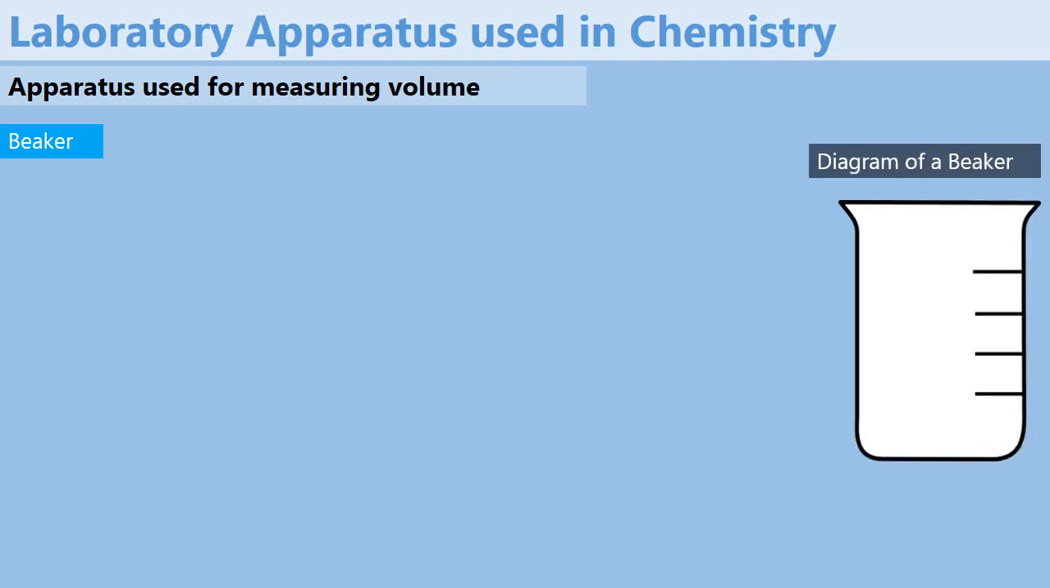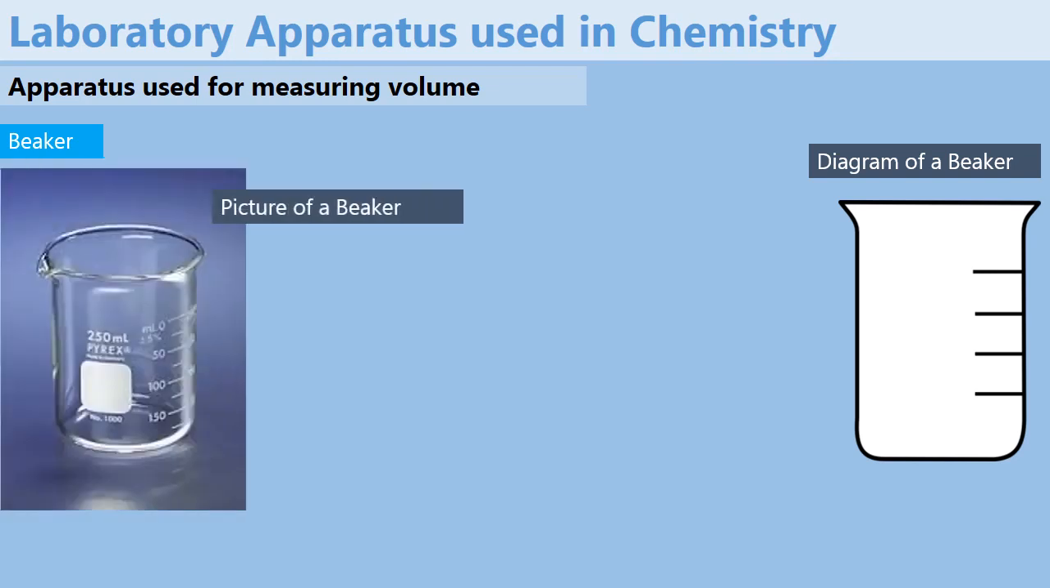Here we have a nice diagram of a beaker, and on the left hand side we have a very nice picture of a beaker. The picture of a beaker shows a 250 milliliter beaker, and you can see that it has got markings which we usually call graduations, or sometimes you can call them calibrations.